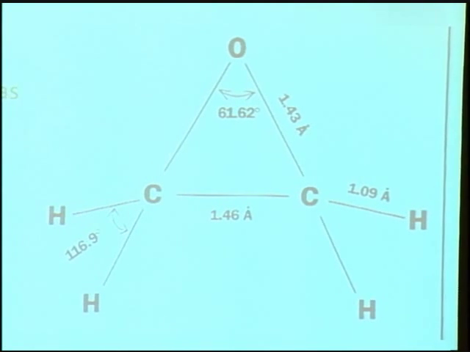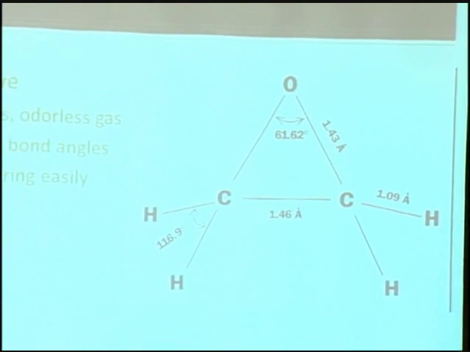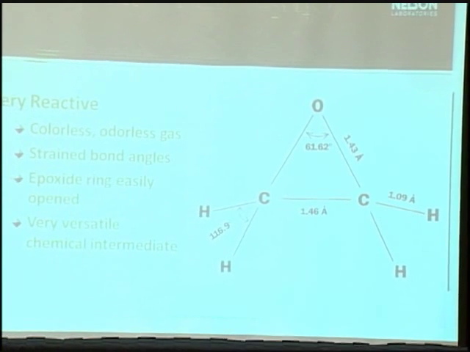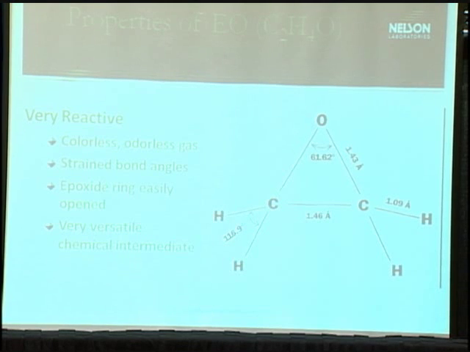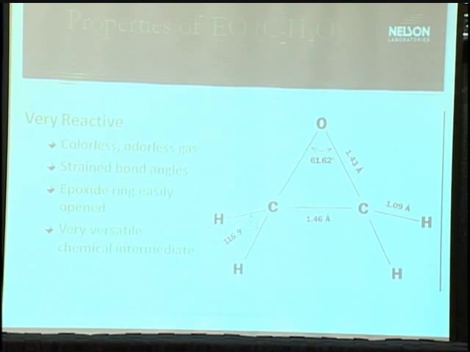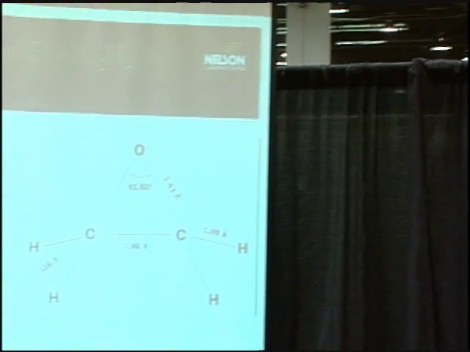It does have strained bond angles, so it's always trying to open up that epoxide ring, and it's very versatile as a chemical intermediate. So it's just a small percentage that is used for medical device sterilization. It's mostly used industrially to make things like ethylene glycol and other things. So just to give you some facts about that, in 2009 there was over 42 billion pounds of ethylene oxide produced annually, so just a huge amount. 99% of it's used as these intermediates that I just mentioned.